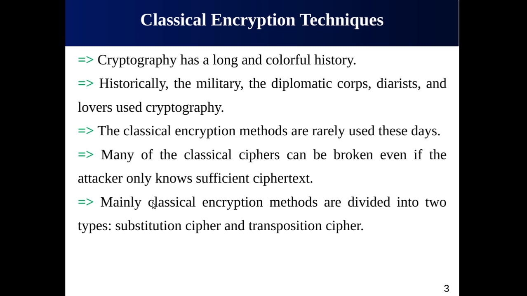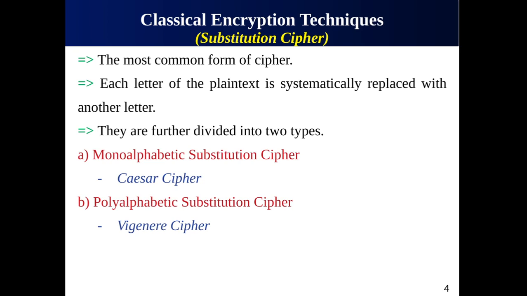So let us see some of these classical techniques. We can divide the classical encryption techniques into two types. The first one is substitution cipher and the second one is transposition cipher. Let us see what a substitution cipher is. Actually, the substitution ciphers are probably the most common form of cipher. What happens here? In a substitution cipher, each letter of the plain text, I'm sure you now have the knowledge of plain text, is replaced throughout the message with another letter. So you actually replace letters with some other letters, like A is replaced with D, B is replaced with F, C is replaced with Y, and things like that.